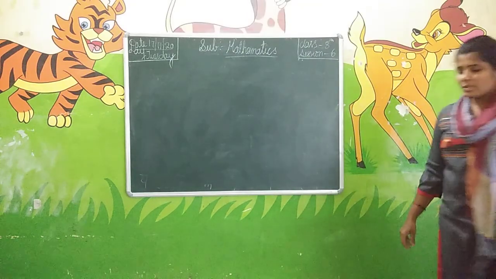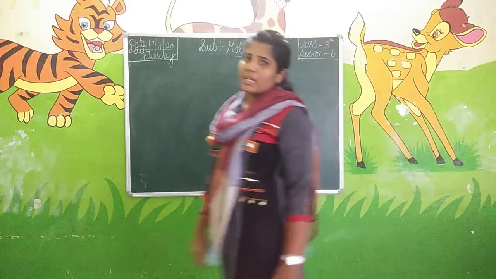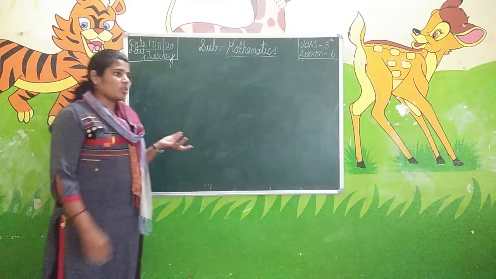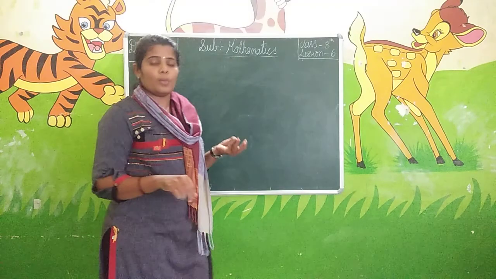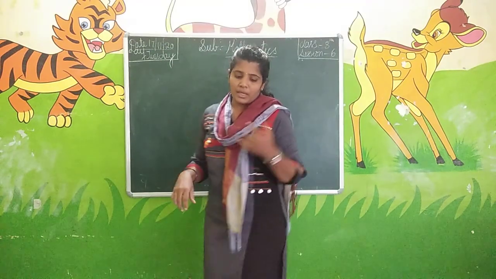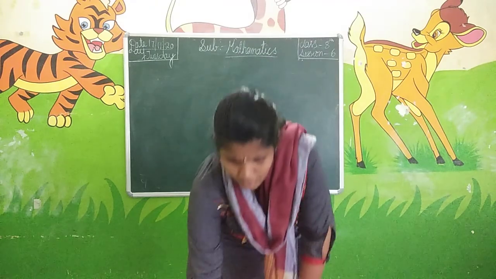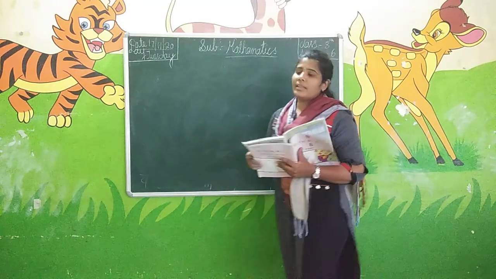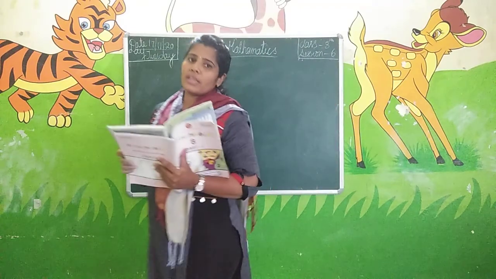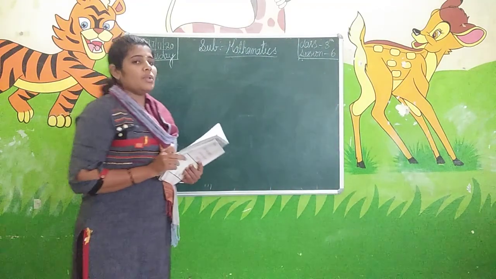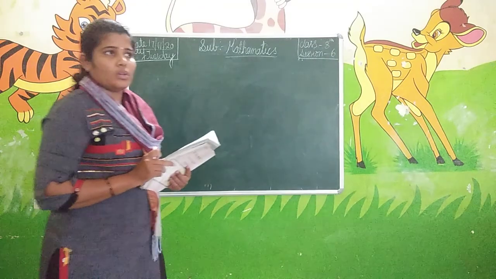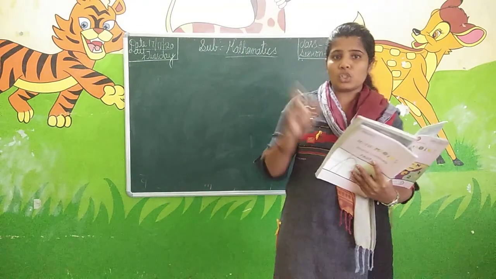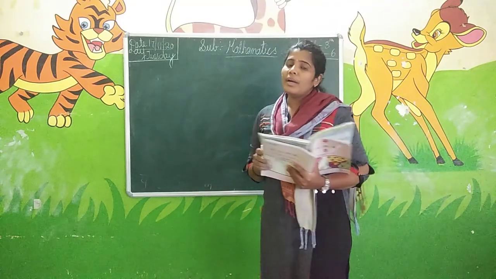Okay students, in the previous class we learned about the divisibility test, and in it we came across divisibility by 4, and by 3 and 9. In this class we are going to learn about divisibility by 5 and 10. The numbers which end with 0 or 5 are divisible by 5. And the number which ends with 0 is divisible by 10.